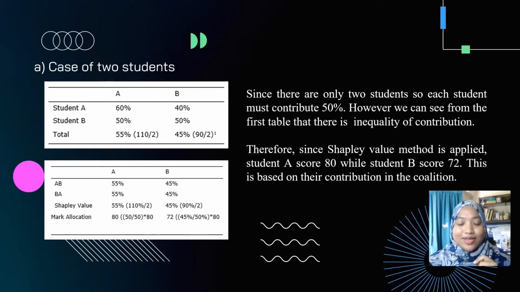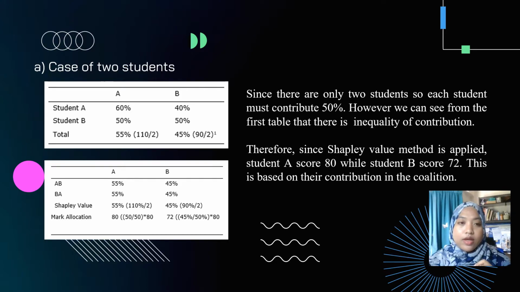Okay, now let's take a look at the first scenario, which is a case of two students. Since there are only two students, each student must contribute 50%. However, we can see from the first table that there's inequality of contribution, where student E will contribute 55% and student B will contribute 45%. And it is unfair, right? Because student E will contribute more than 50% and student B will contribute less than 50%. Therefore, the Shapley value method is applied.